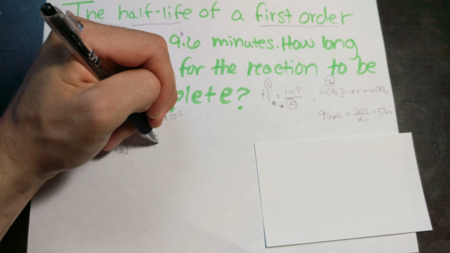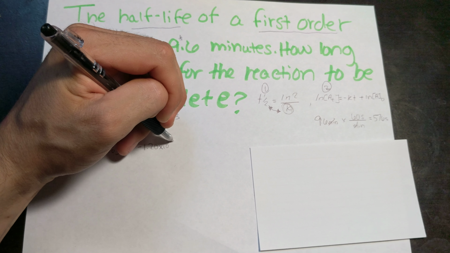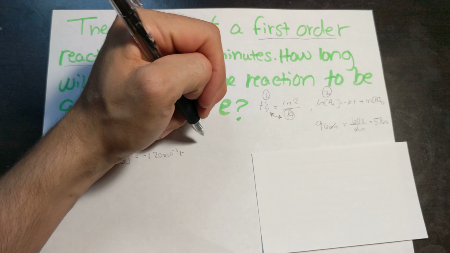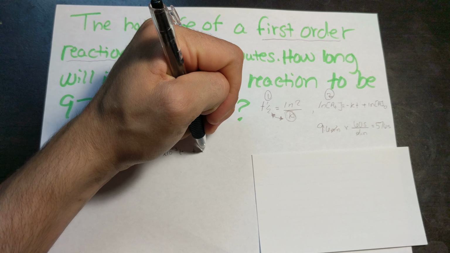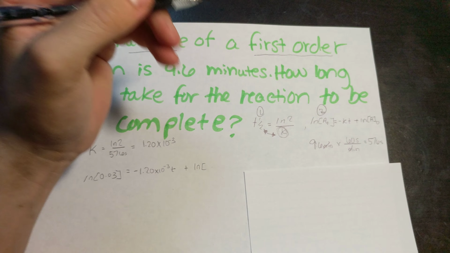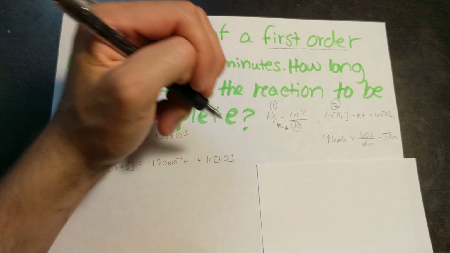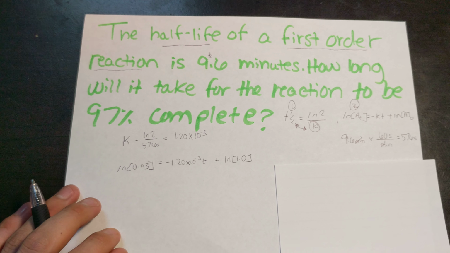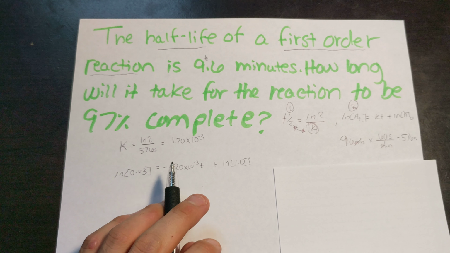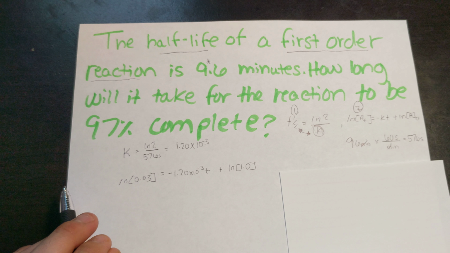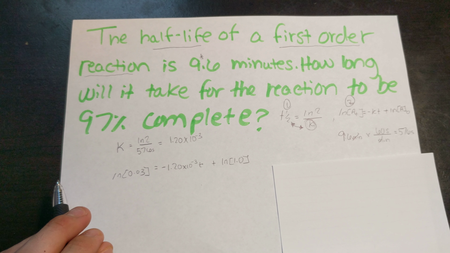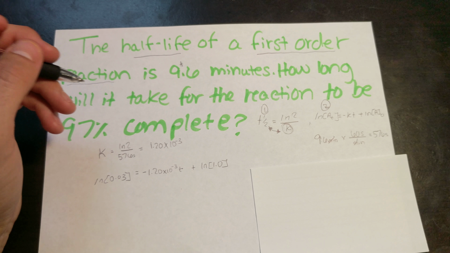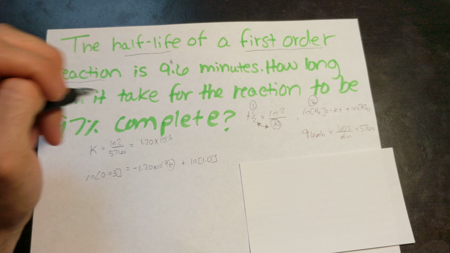Negative, plugging in our K here, T, and plus natural log of the initial, which we assume to be 1. Okay, if we don't know the initial, it's going to be 1. So now what we're going to do is just plug it in, and we're looking for the time now, T right here.